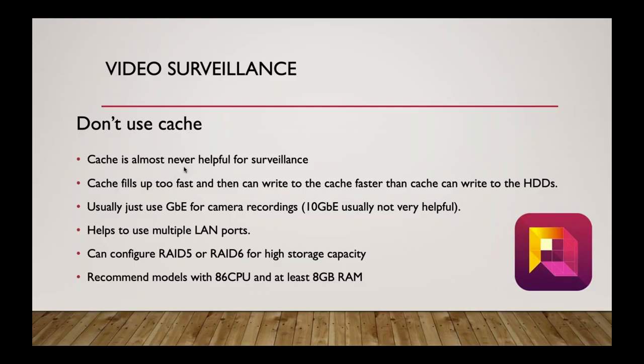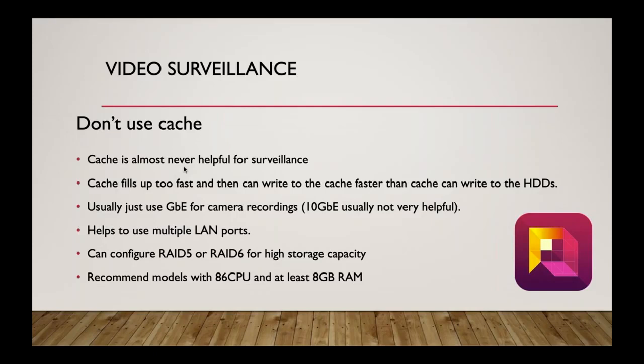Besides that, typically for surveillance, most people would use multiple LAN ports. The 10 gigabit tends not to help as much as you might think. I found most people will just use multiple gigabit LAN ports. So let's say there's maybe 4 gigabit LAN ports in your NAS. You probably want to balance your cameras. So if you have, say, 20 cameras, maybe have 5 cameras record through each of the 4 LAN ports.